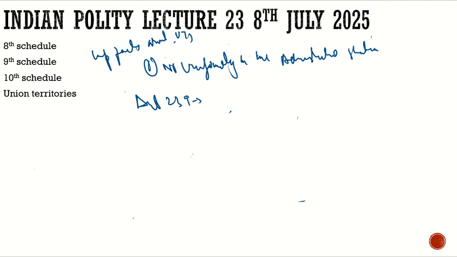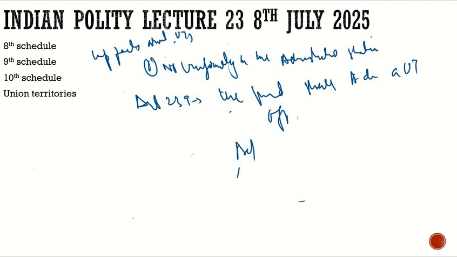Article 239 says the President shall administer a UT, either directly or through his officer. This officer can be an administrator, it can be a lieutenant governor, it can be the chief commissioner, it can be anyone. So Article 239 says that the President shall administer the UT.